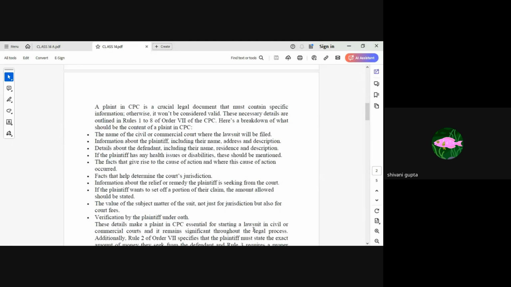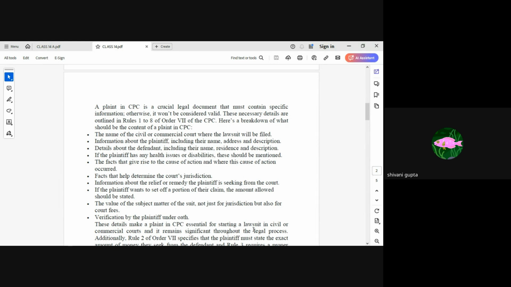First of all, the name of the civil court or the commercial court, meaning where your lawsuit or the plaint is going to be filed. It is also mentioned in the civil and criminal proceedings. Then followed by the plaintiff information, including name, address, and description, such as XYZ, son or daughter of this person and resident of this place. Defendant name, their guardian's name or the father's name, mother's name, residence, and a little description. If the plaintiff has any health issue or disability, that should also be mentioned.